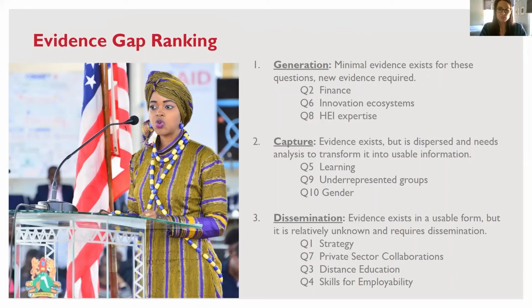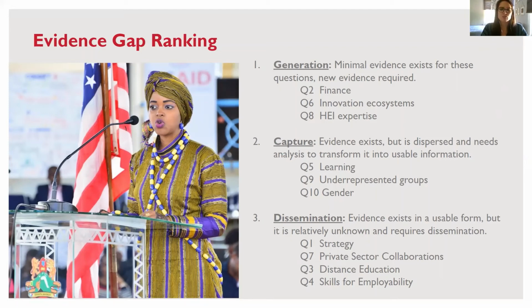The 3 categories were defined as evidence generation, meaning relatively little evidence is available and therefore needs to be generated. The questions that fell into that category were around finance, innovation ecosystems, and expertise. The second category was evidence capture, meaning that evidence is available, but there are few systematic or narrative literature reviews to organize it. So there is synthesis and distillation needed. In that category, we had 3 questions around learning, underrepresented groups, and gender.